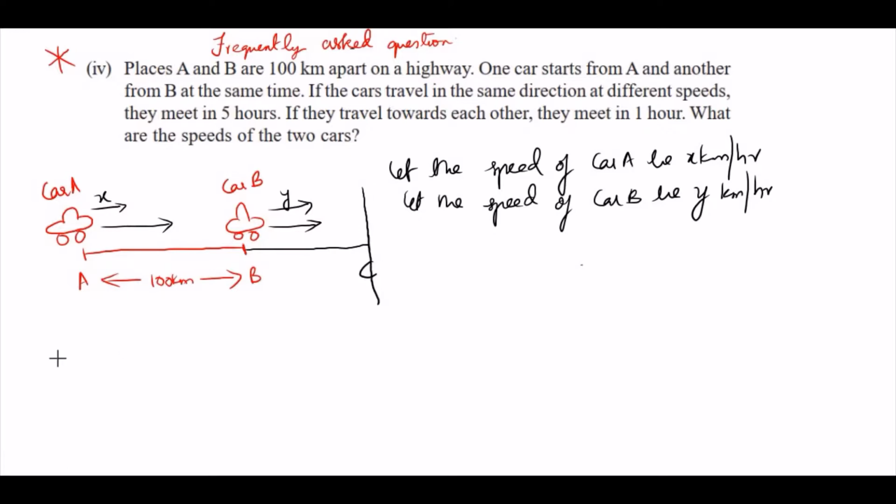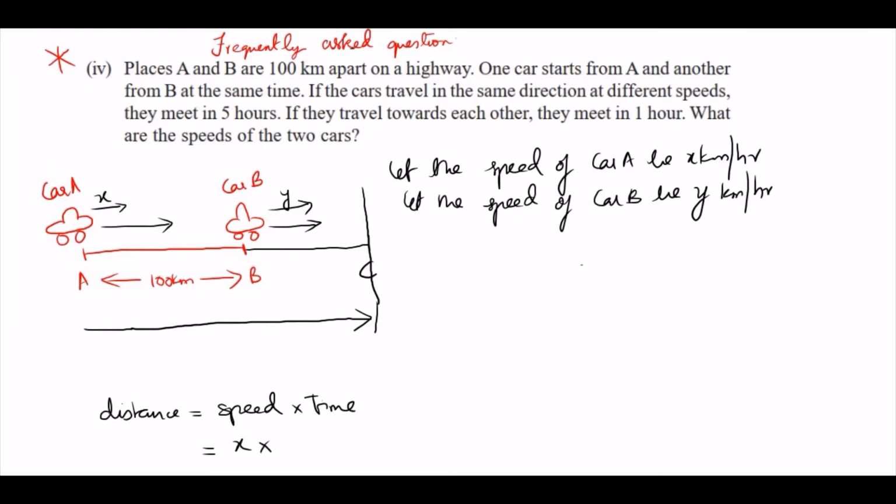So the distance traveled by this car in 5 hours is, the distance formula is, distance is equal to speed into time. So car A is traveling with a speed of x km per hour and the time taken to reach C is 5 because both the cars meet at C. So the time taken is 5. So the distance traveled by car A is speed into time, that is speed is x and time is 5. So the distance traveled by car A is 5x. So this distance is 5x.